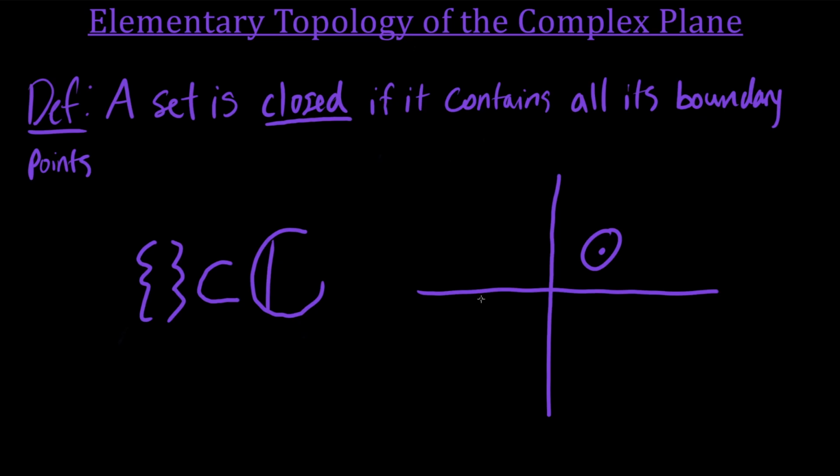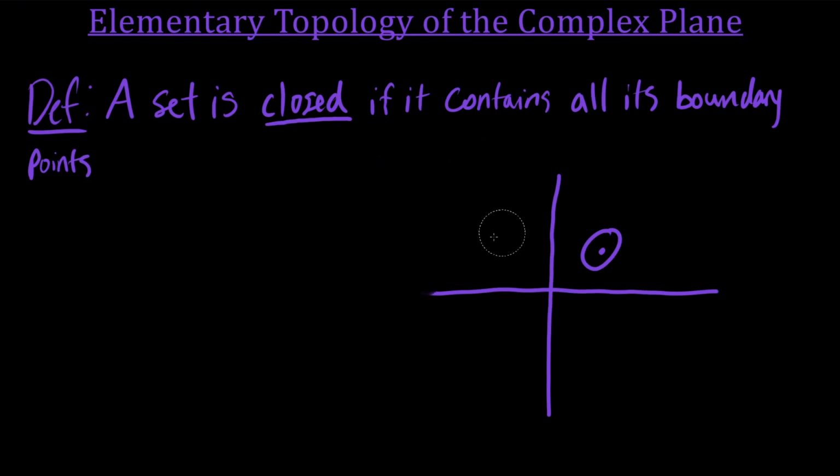And something weird that you've probably noticed here is that the complex plane is actually both open and closed at the same time. So openness and closedness are not mutually exclusive concepts. And it actually turns out that there's only two sets in the complex plane that satisfy the property of being both open and closed. And those two sets are the entire complex plane and the empty set. And it's actually the case that a set can be neither open nor closed, which I think is pretty interesting.